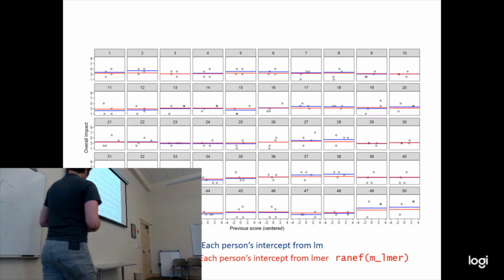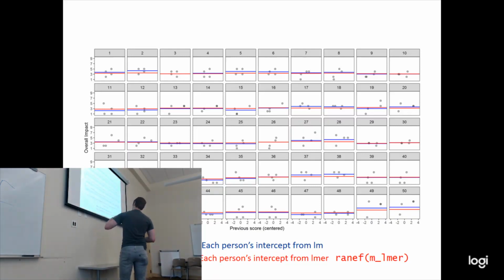And notice, one thing that's a little bit weird is that the intercepts that I get from lmer are not exactly the same as the ones that we get from lm. So we're doing something slightly different from just literally dividing up the data set into 50 chunks and then getting a linear model for each person. It used to be that we were doing that, essentially. But something about the way we changed the design of the study means that we're now doing something slightly different.